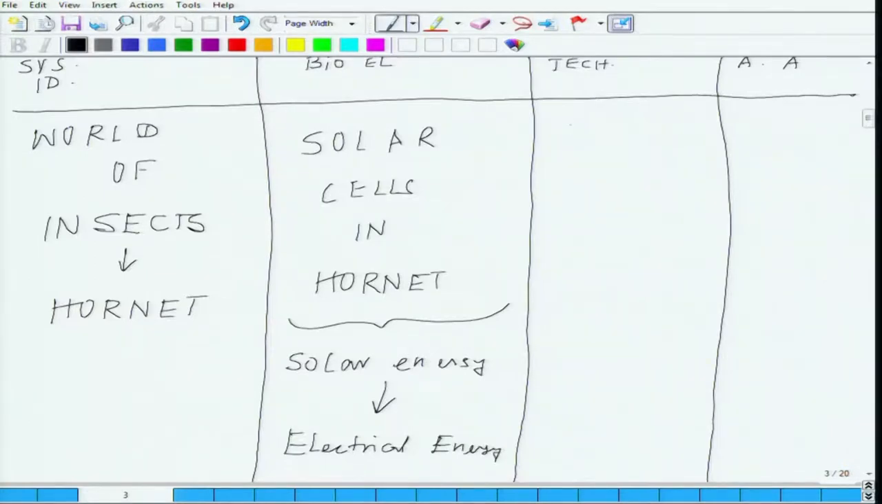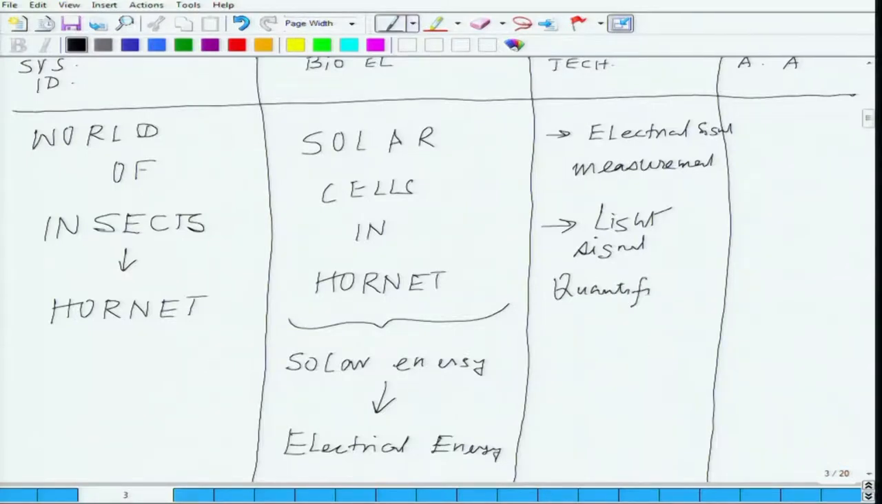And of course, the different techniques which will be used will be mostly electrical signal measurement, and apart from it, we'll have light signal quantification. And among the advanced application, future energy harvesting strategy.